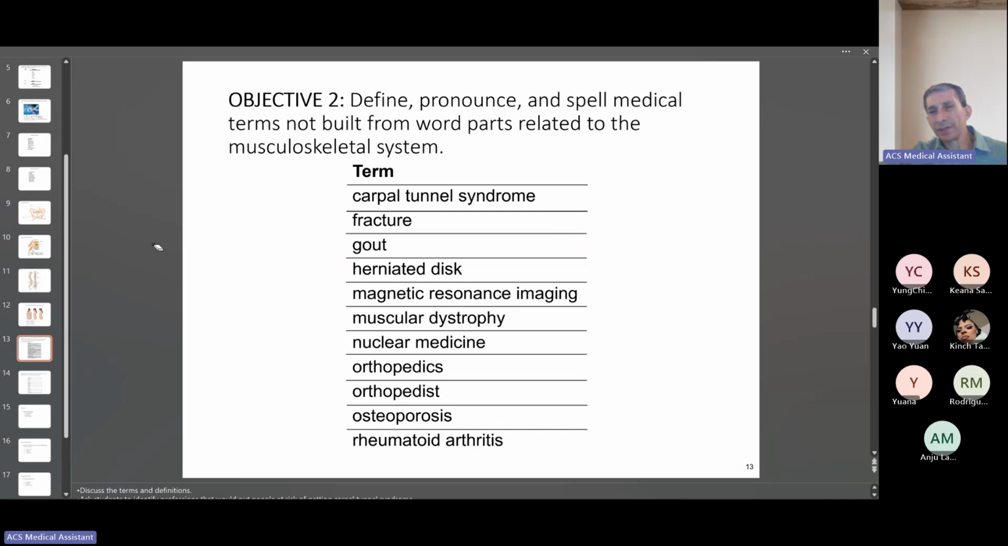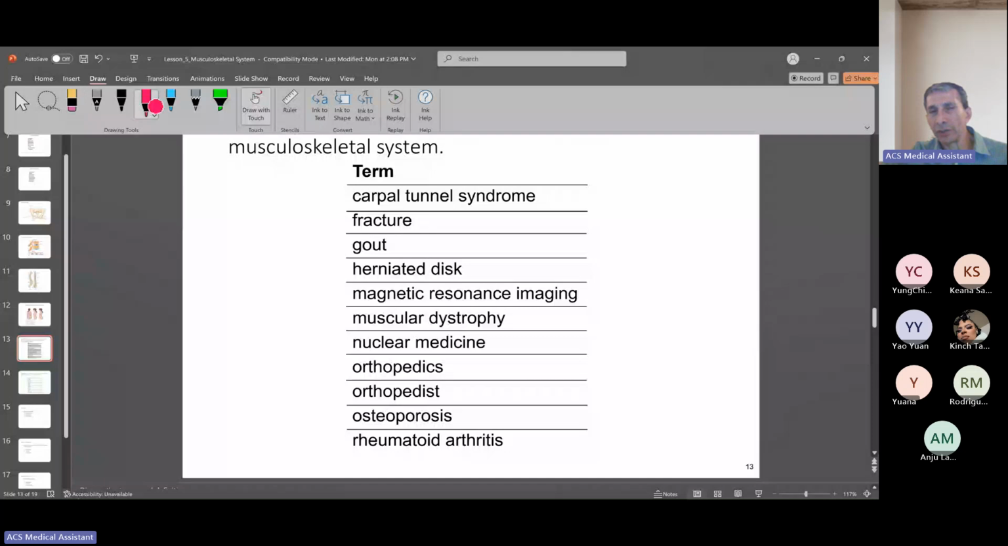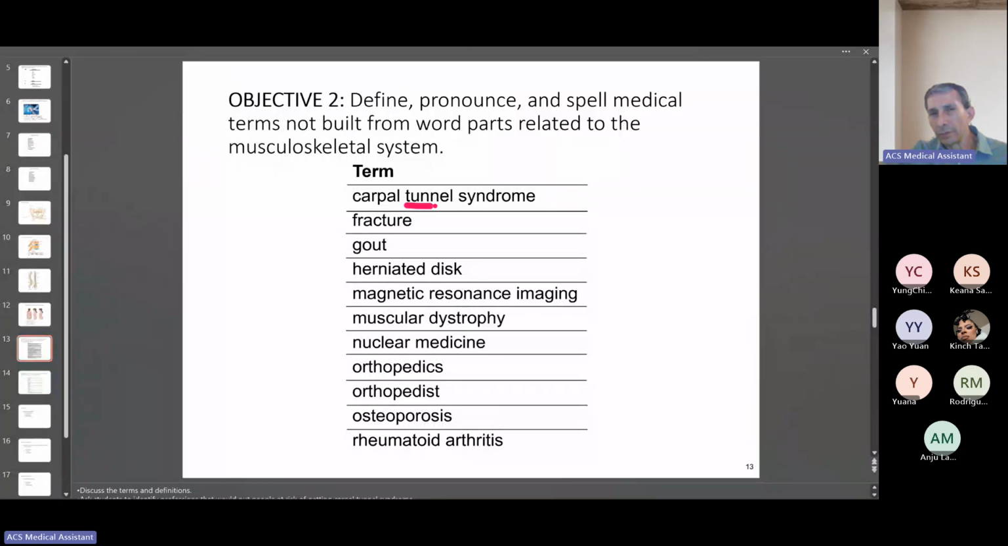Let's talk about these terms. These terms are not built from word parts. We are not dividing these into suffixes, prefixes, combining vowels, combining forms, word roots. No, this is the whole name. We don't divide any of them, even though some of them we could divide. Tunnel, we cannot divide it. Syndrome, we cannot divide it. Carpal, we can divide it, but because it's the whole term, we don't divide any of them.